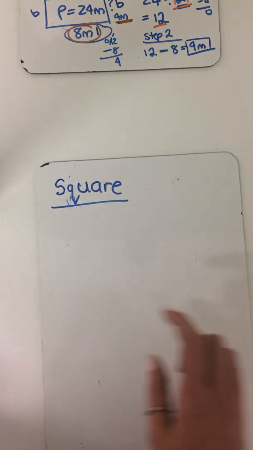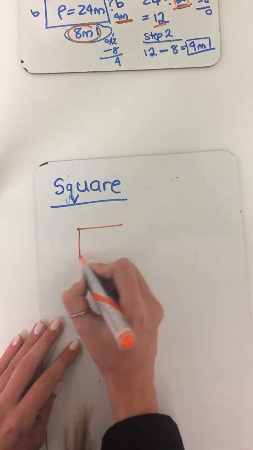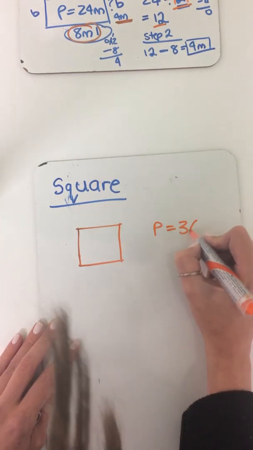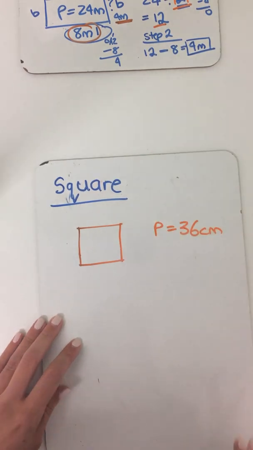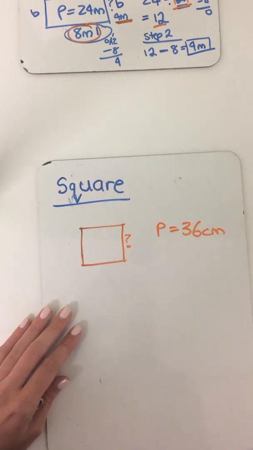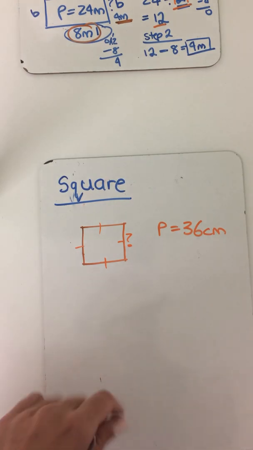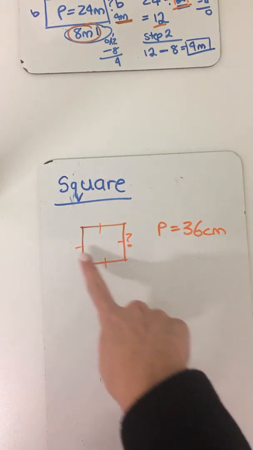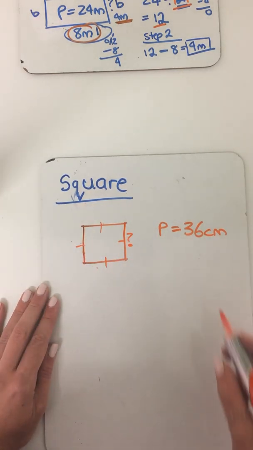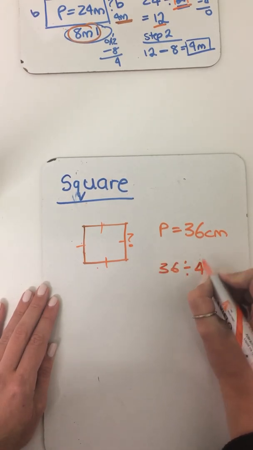So we're given a square. Let's just say, for example, in this case, we're given a square and they tell us that the perimeter of the square is 36 centimeters. Using that I need to find out the sides of the square. Remember, in a square all sides are equal, so I'm finding out one side because all the sides are the same length. Because a square has 1, 2, 3, 4 sides, the first thing I have to do is say 36 divided by 4 sides.